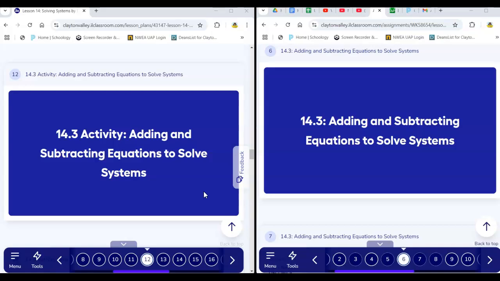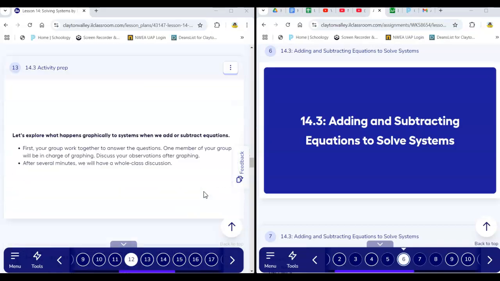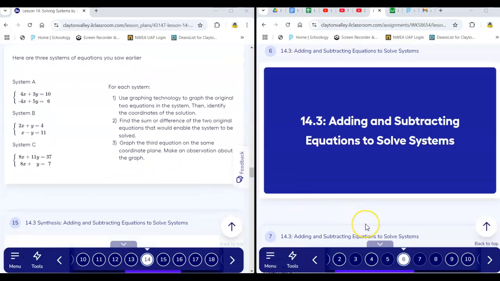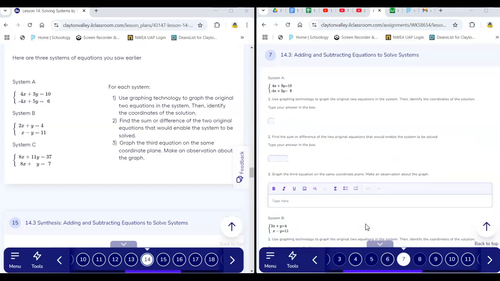Now we're going to take the same three systems that you saw earlier, and you're going to use graphing technology. I suggest that you just go to Desmos, open up another tab, and open up the graphing calculator in Desmos, rather than use the tools that are embedded in the student task statements, and then go back to the student task statements and answer the questions.